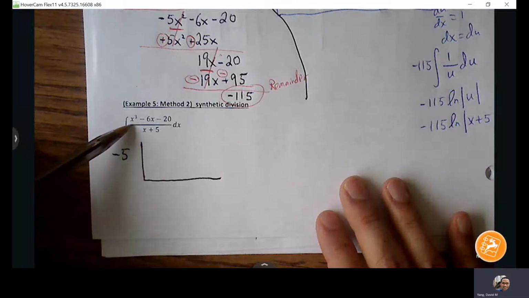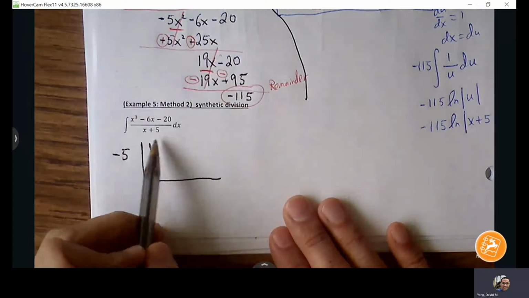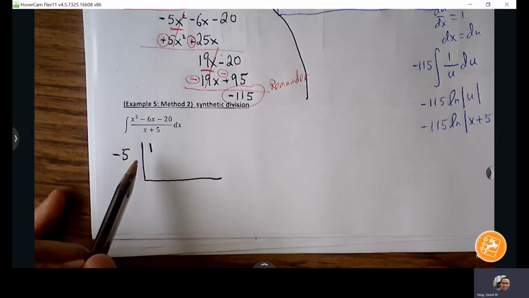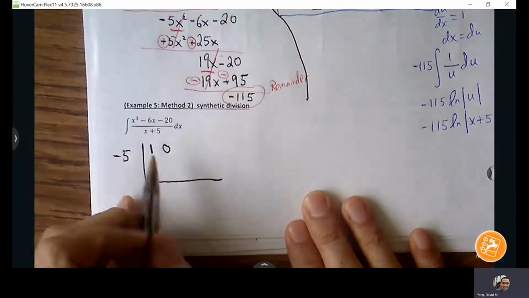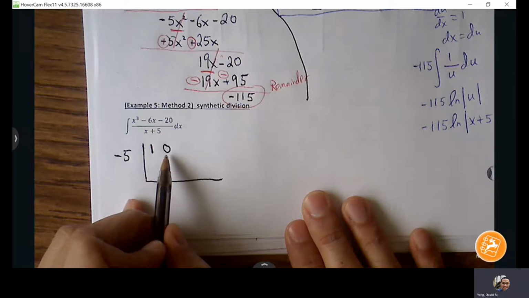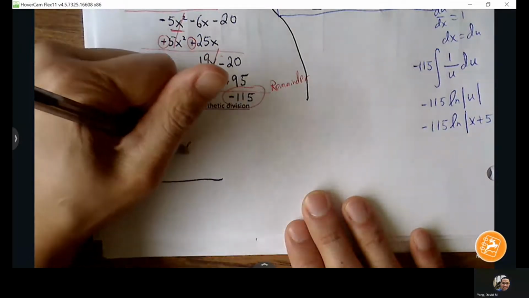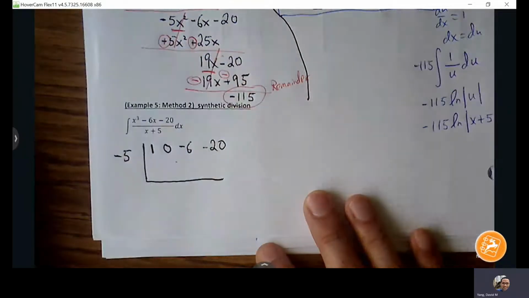Okay, what's the coefficient in front of x cubed? 1. Okay, next up is x squared. We don't see an x squared, so we need to have a placeholder and put a what in place of it? 0. Next up is a linear term, negative 6. And then finally the constant, which is negative 20.